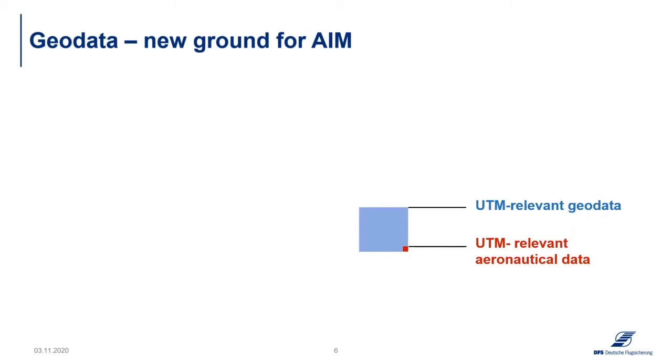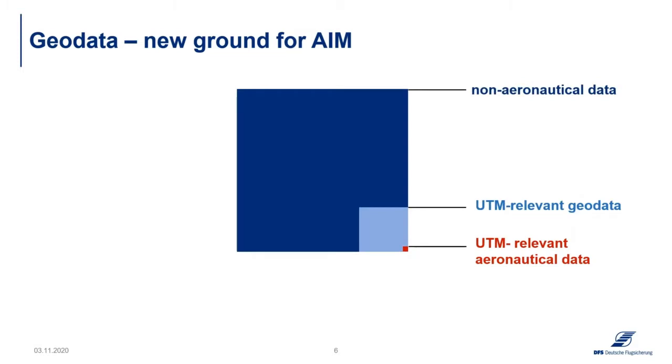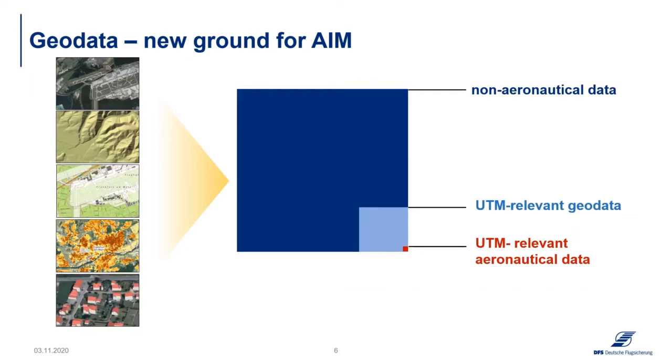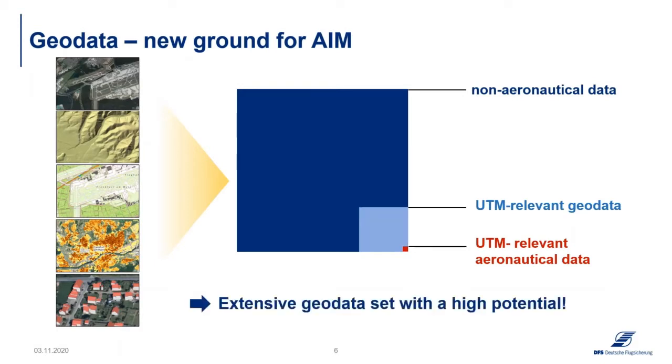But in addition to the UTM relevant geodata, there are numerous other geodata that are available, represented here by the dark blue square. And these data are already partly included in the modeling of the UAS geozones, e.g. digital terrain models, but offer far greater potential for use. For example, we have remote sensing data, digital terrain models, digital topographic maps, population density, official geodata on properties or 3D buildings. In other words, we receive a comprehensive geodata set quasi as a byproduct of UTM, which has a high potential for further use, for example, for ATM.